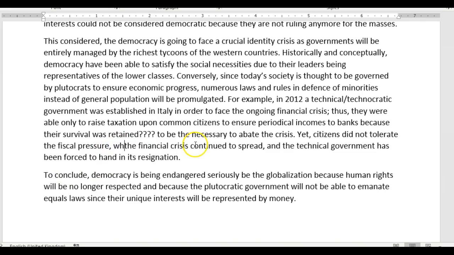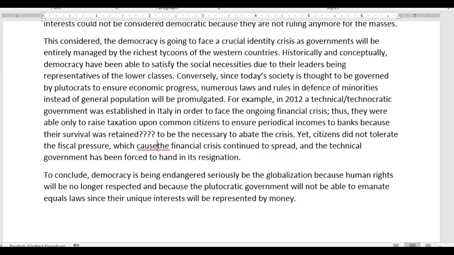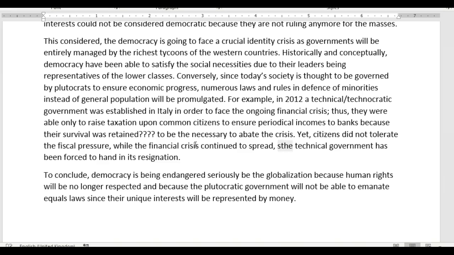which caused, no, it wasn't the cause. While the financial crisis continued to spread, so the technocratic, not technical, government was forced, not has been forced. You're speaking about the past, so you need to use the past simple. Was forced to hand in, to resign, simply to resign. Just resign and that's it. Okay, to resign.